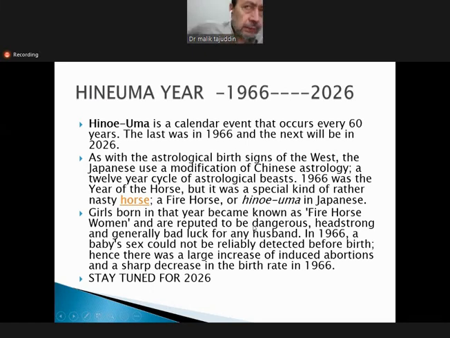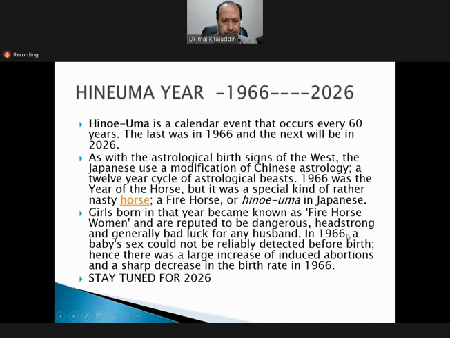Yeah, you can say manhoos hai in Urdu. So the girls born in these years, 1966 and 2026, are being considered dangerous. So people don't like to give birth to girls in these years, and they are considered headstrong and generally bad luck babies for any husbands.